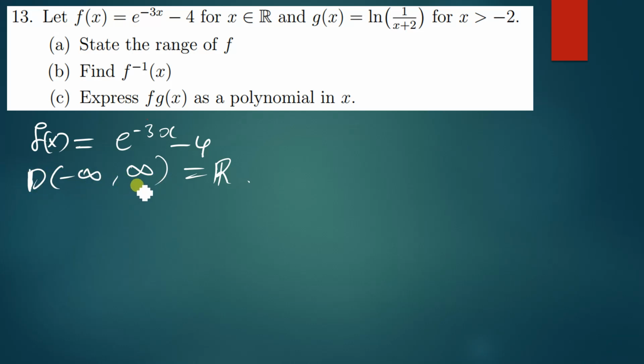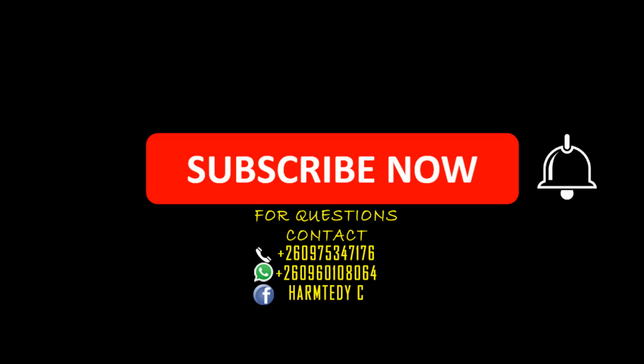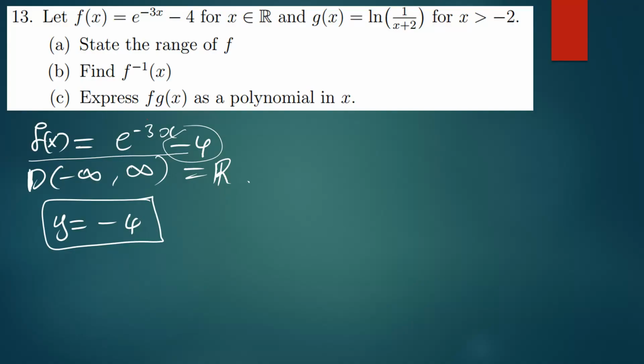So the range of this function, when you sketch this curve, you discover that you're going to have a horizontal asymptote of negative 4. So the horizontal asymptote of this function is going to be negative 4. In case you don't know how to find this or how to sketch the graph of such a function, you can simply request a video. Just text me on WhatsApp on any of these lines, and I'll get back to you. Tell me that you need the video where I was sketching the graphs of such functions, and I'll send it to you.